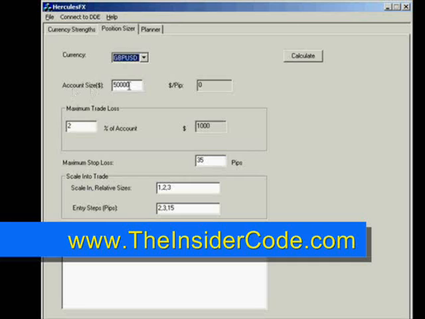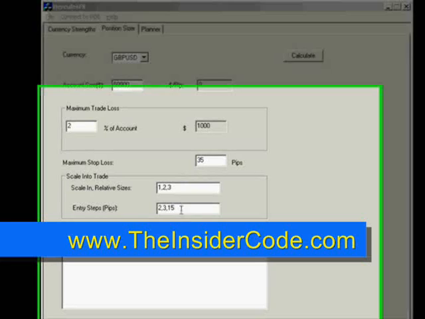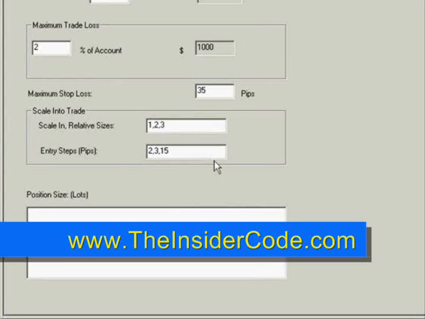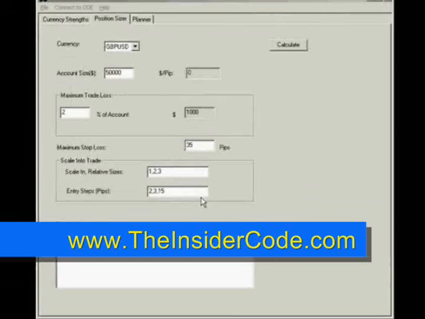What you want to do is enter in an account size. Right now I've got $50,000 in the account. You then want to take a look at or enter in your maximum trade loss. That, as a percentage, is how much of your account you're willing to lose on any one trade. And you can see here I've got 2%. Now that's going to come out to $1,000. Then I want to place the stop loss of the trade that I'm looking to take. Now, what this will do is give you the ability to plan how much money should I put on this next position.